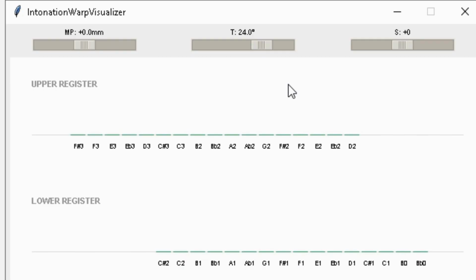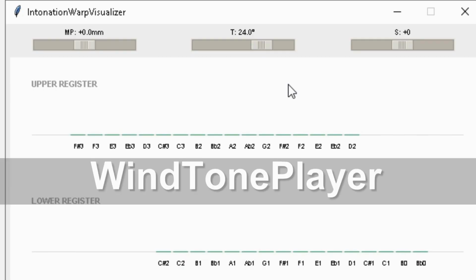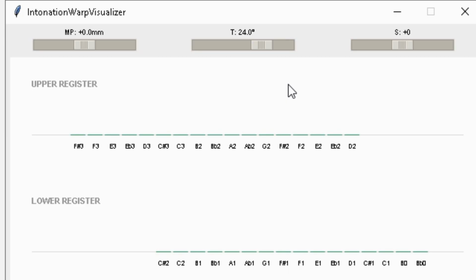This is exactly why another application was created, Tone Player. With its help, you can adjust the exact pitch of the backing track.